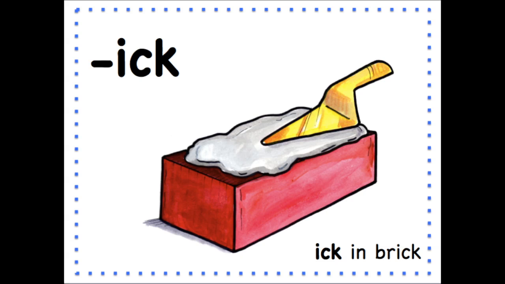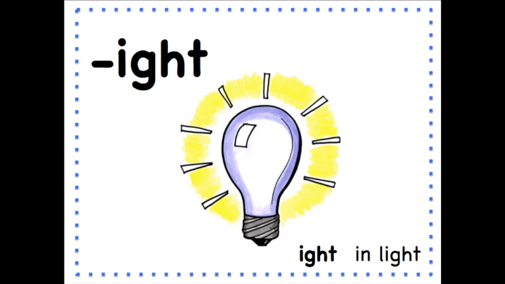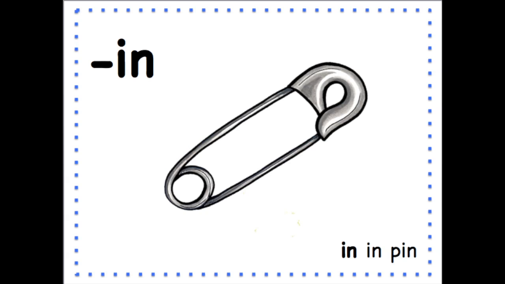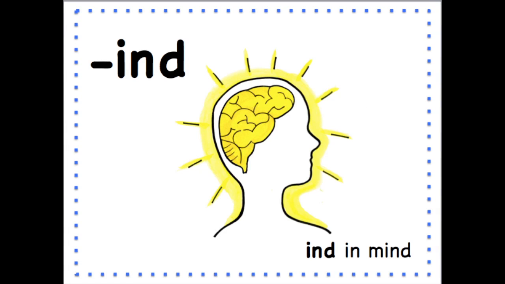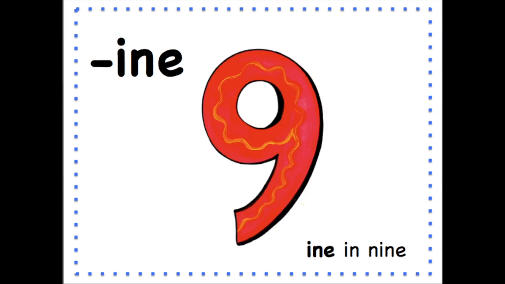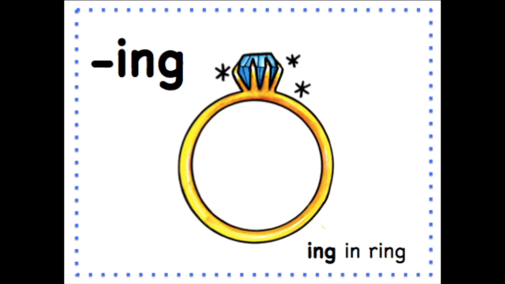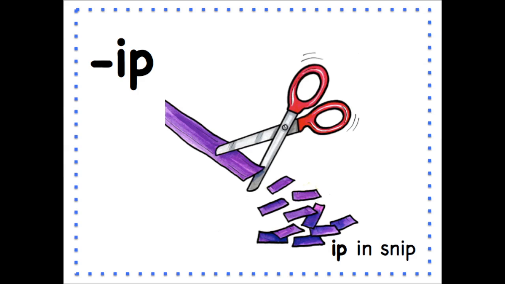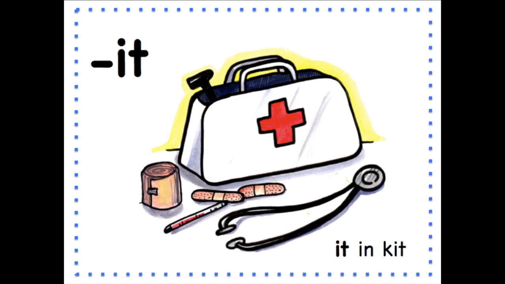I, C, K, ick in brick. I, G, H, T, ight in light. I, L, L, ill in hill. I, N, in pin. I, N, D, ind in mind. I, N, E, ine in nine. I, N, G, ing in ring. I, N, K, ink in sink. I, P, ip in snip. I, T, it in kit.